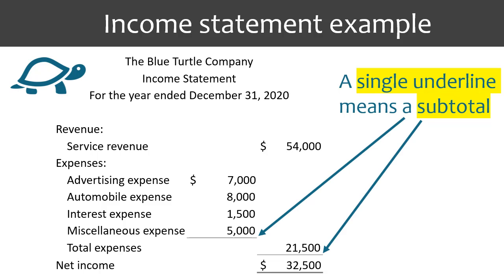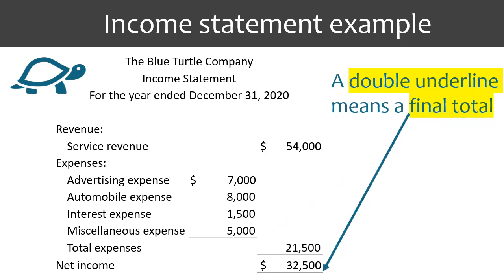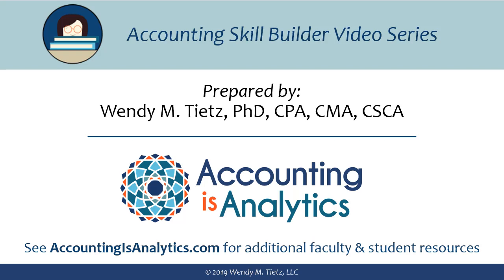By the way, a single underline means that you should add or subtract the numbers above the single underline back to the prior single underline, if any. A double underline means that this number above the double underline is a final total. We are now done with this one.